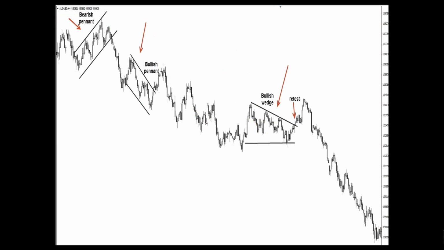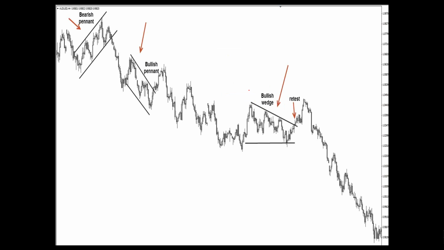Let's see another example. Now we see a pennant, again a pennant or a flag, but we also see a wedge. You see a wedge pattern. Wedge is very, very close to, I can say, a triangle, but it doesn't have a triangle vertex.